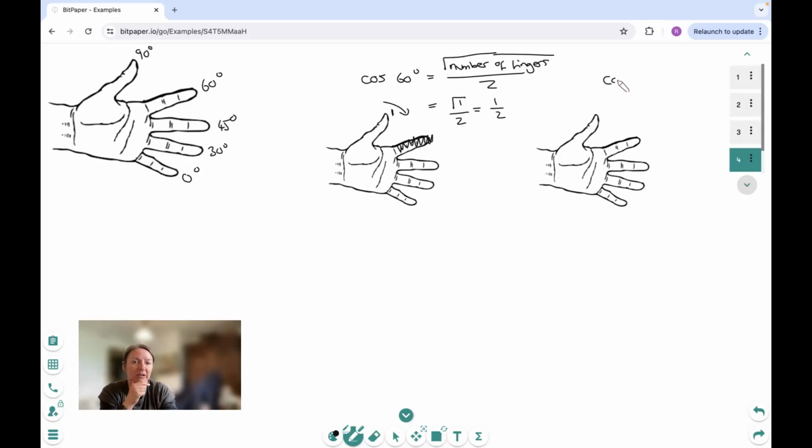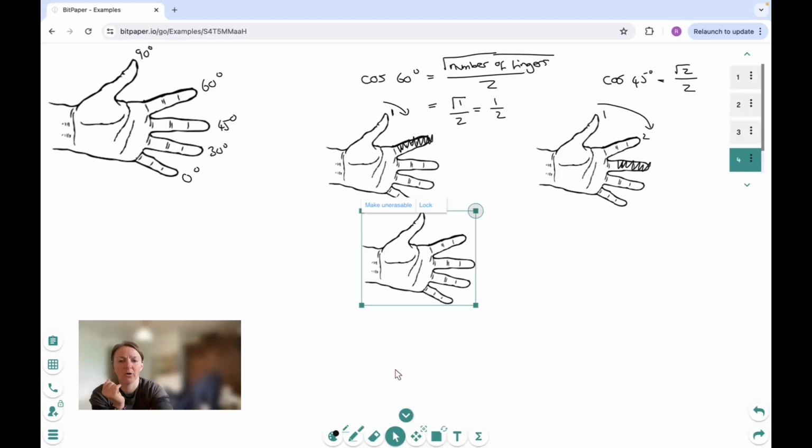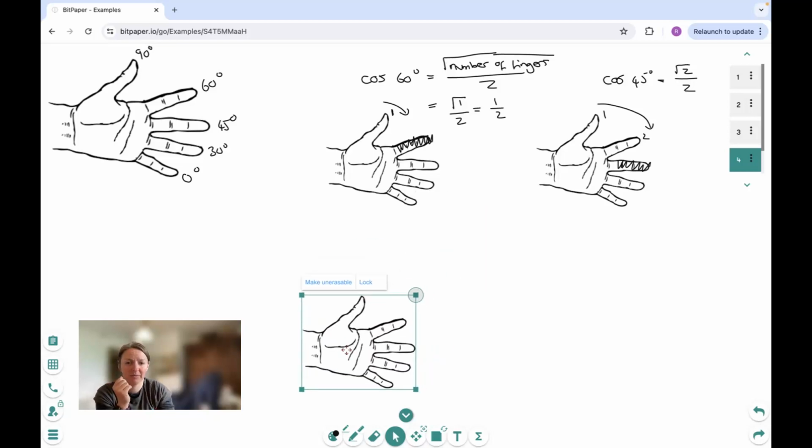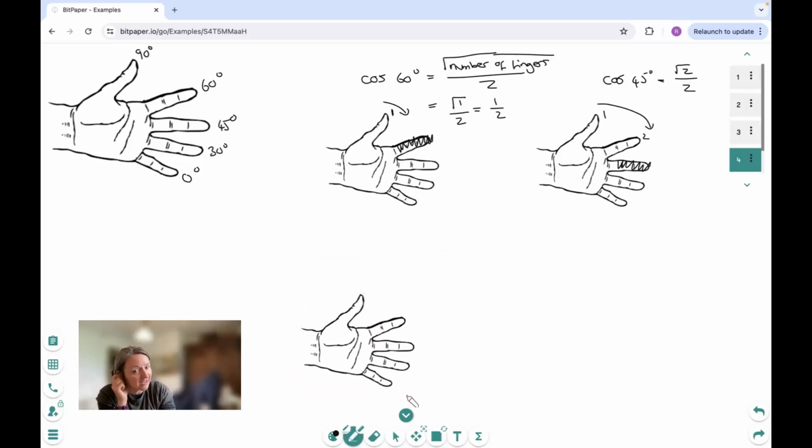If I wanted cos 45 degrees, there's my 45 angle. For cos, we always count from here. So I've got 1, 2, so it's the square root of 2 over 2. And similarly, if I wanted cos 30, I've got 1, 2, 3 before, so square root of 3 over 2.